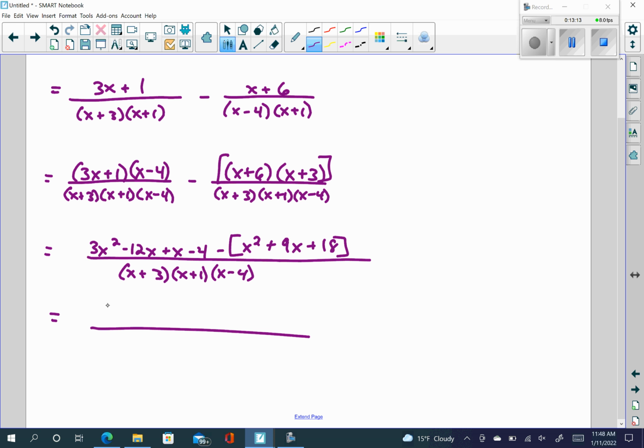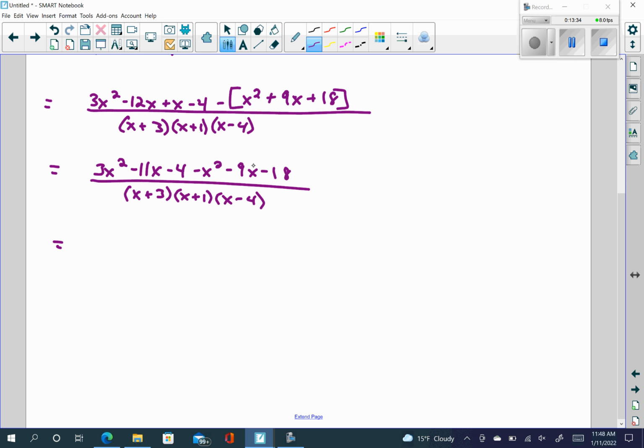Now as I go to combine like terms here, we'll have a 3x squared. We'll get a minus 11x minus 4, and then I'll distribute the minus sign here. So we'll get a minus x squared minus 9x minus 18. And still combining like terms, 3x squared minus x squared is a 2x squared. Negative 11x minus 9x will give us a minus 20x. And negative 4 minus 18 is a negative 22.